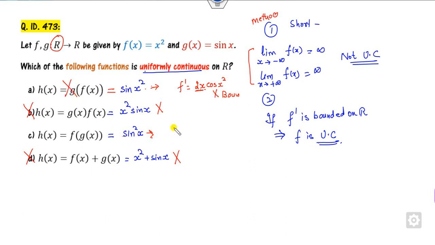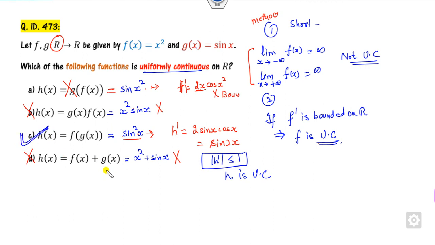What about this? If you consider h dash, sorry, this is my h. What is h dash? It is 2 sin x cos x. This is nothing but sine of 2x, and it clearly says the derivative is always at most 1 in absolute value. What is the meaning of that? h is UC. So this is the right answer.